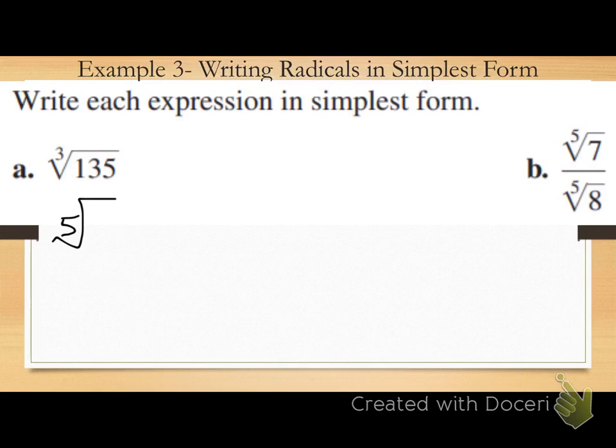Fifth root of 7 over fifth root of 8. As this is right now, is it in simplest form? No. Why not? I have a radical in the denominator of my fraction. So how am I supposed to get rid of a radical in the denominator of the fraction? Multiply the bottom and top by what? By 8. Fifth root of 8. Let's try that out.